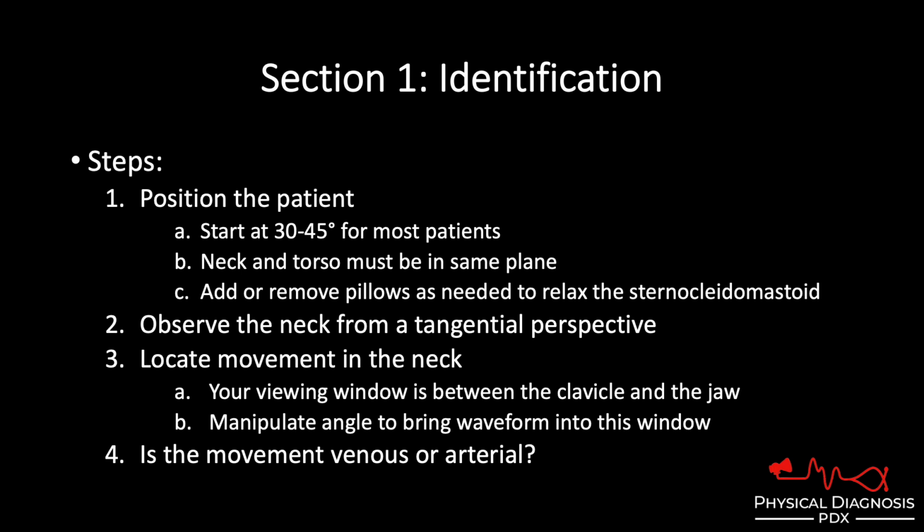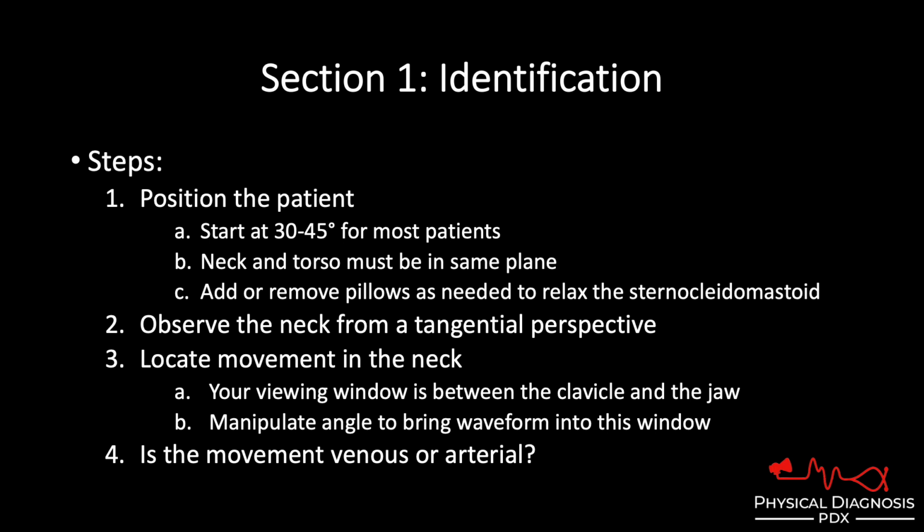Step 2 is to observe the neck. The tendency is to observe the neck from a perpendicular perspective. However, if you do this, you are liable to miss subtle movement. In order to pick up on subtle movement, it is best to assume a tangential vantage point. Step 3 is finding movement in the neck.